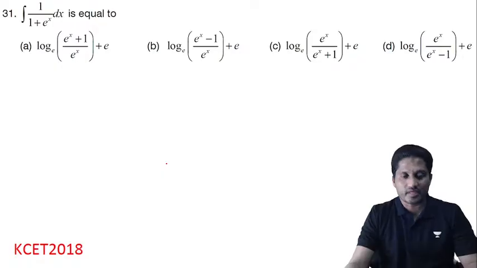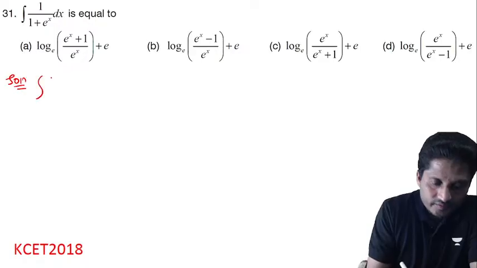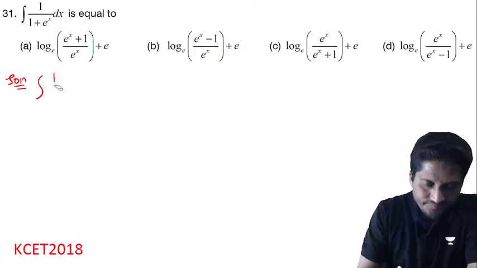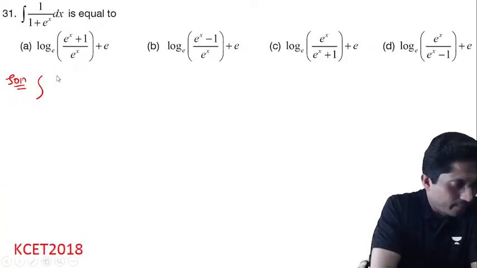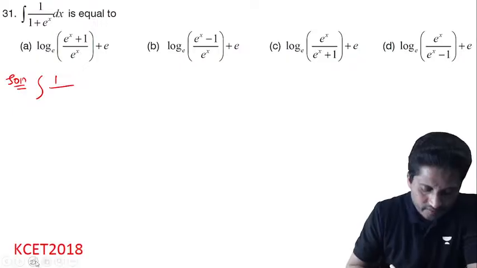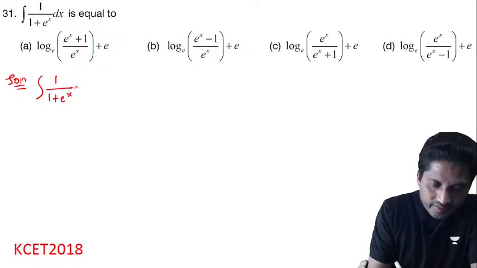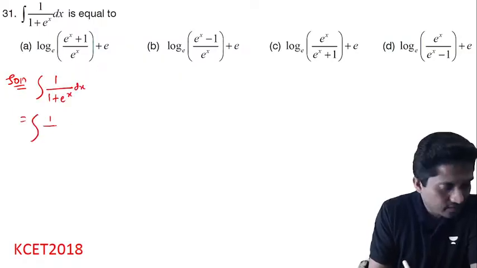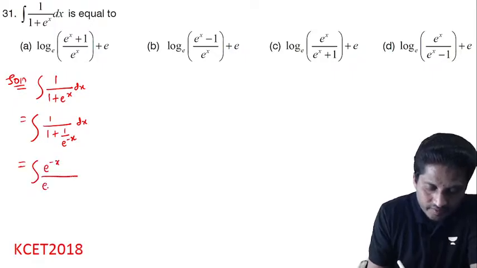Let us start with question number 31. Integration of 1 divided by 1 plus e power x. E power x can be written as 1 by e power minus x, so 1 by e power minus x dx. Cross multiply and shift to numerator: e power minus x divided by e power minus x plus 1, dx.